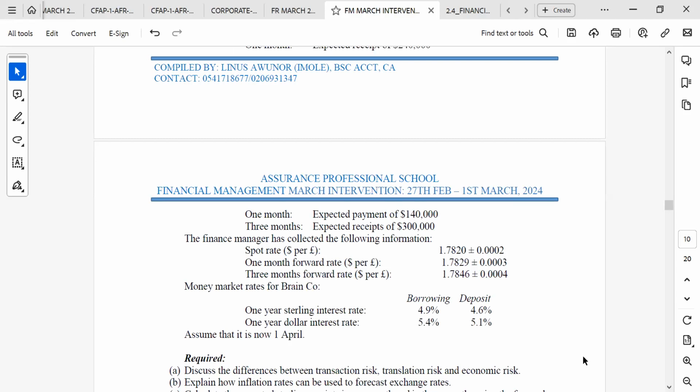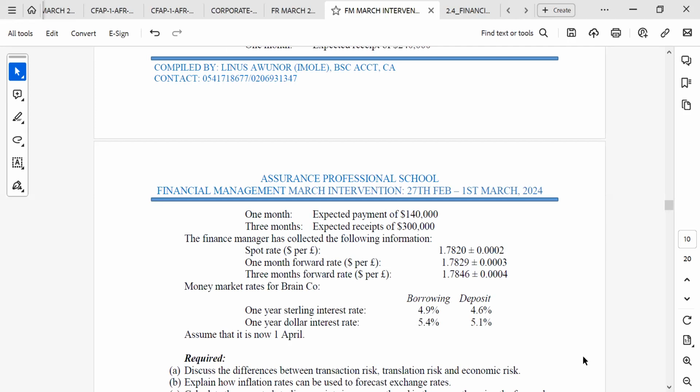If it is a company that is receiving the money, they will go and sell the amount to the bank and receive the pound equivalent. But if they are going to be paying, then they will go to the bank and buy, and the bank will sell to them at the highest rate. So you have to know who is having the money. If it is the company that is receiving the money, then they will be converting that money to the domestic currency.